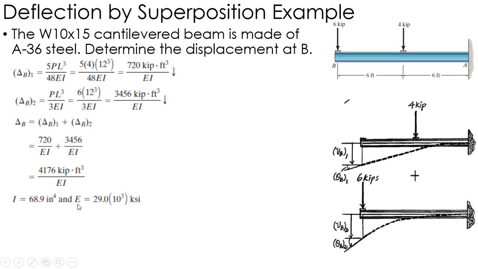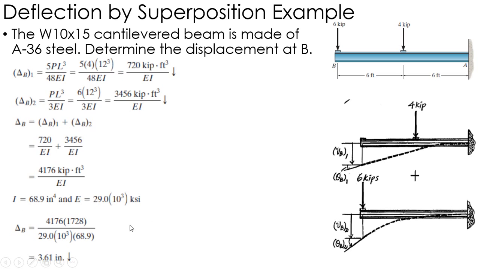Now I can plug in EI to actually find the displacement, the result that I'm looking for. I is 689 inches to the fourth, and again I'm getting this knowing that it's a W10 by 15. So I look up in the appendix that has that information, which I believe is Appendix B. Look up that specific beam, and it's A36 steel, so E is 29 times 10 to the third. So with those two values, I can actually find the displacement.